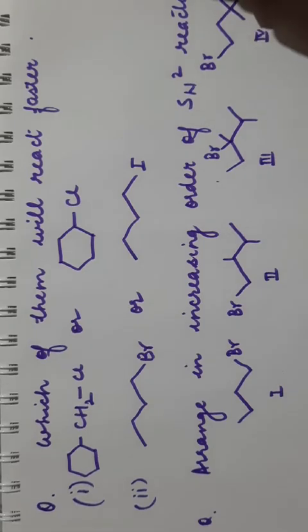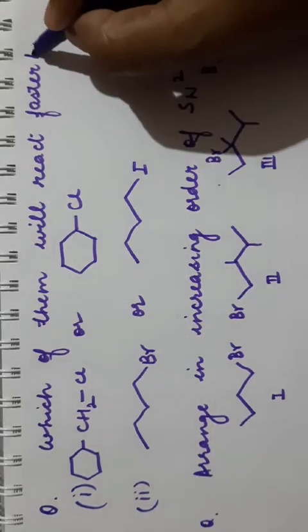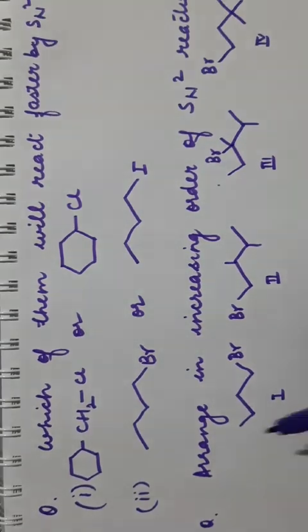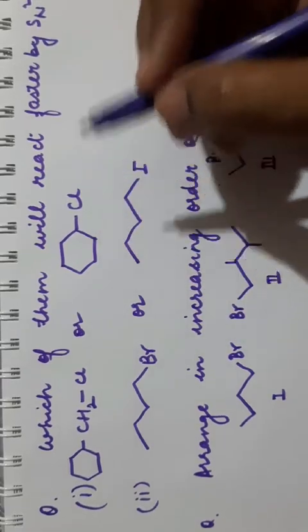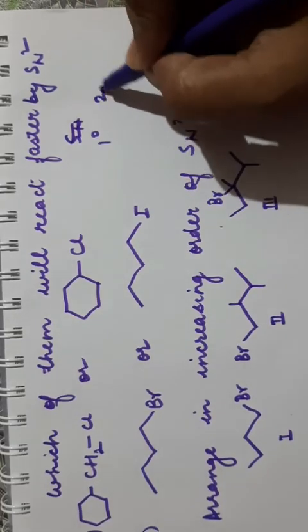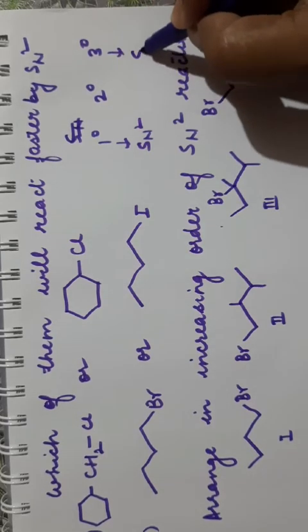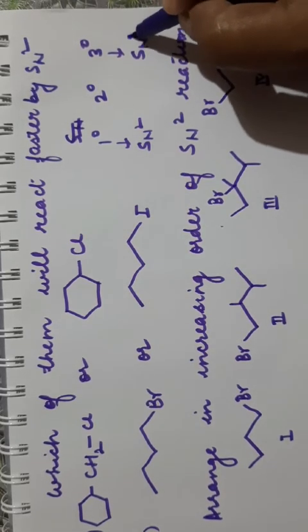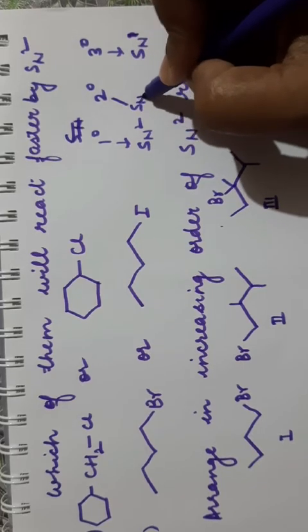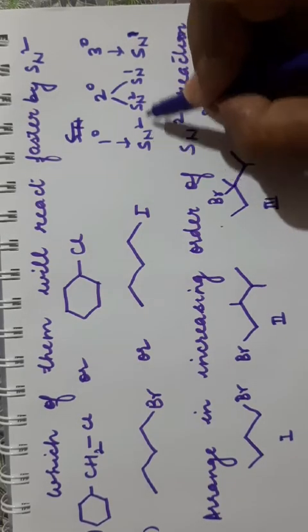Now we have discussed all the characteristics of SN2 reaction. I hope they are clear to you. Now we will solve certain questions based on SN2 reactions. The first question is, which of them will react faster by SN2 reaction? Clear? You have to identify the order of the substrate. Remember one thing: 1 degree will always react by SN2 reaction. 3 degree will always preferably react by SN1 reaction. 2 degree can either react by SN2 or by SN1 depending upon the conditions. So this point you have to remember.